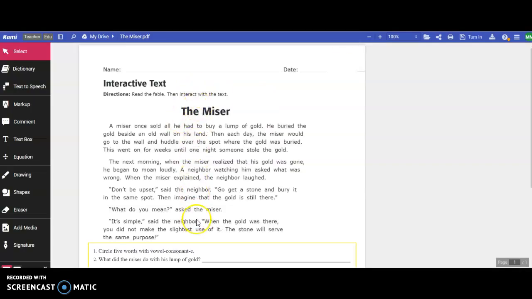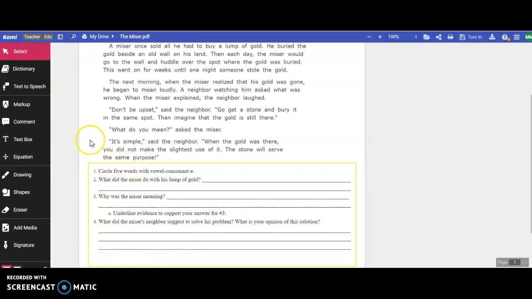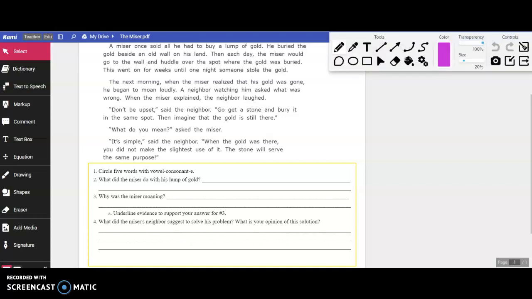So you'll read the story and then there's some questions. Notice the first one is to circle 5 words with vowel consonant E. Now be careful because there's some words that follow that pattern, but we don't pronounce the long vowel, but I want you to find ones that have that long vowel sound because of the vowel consonant E.